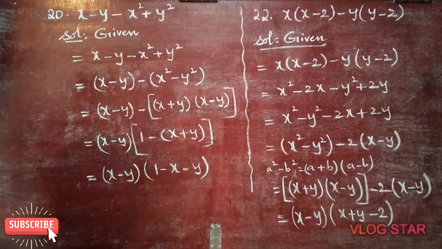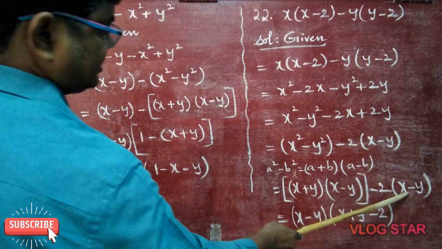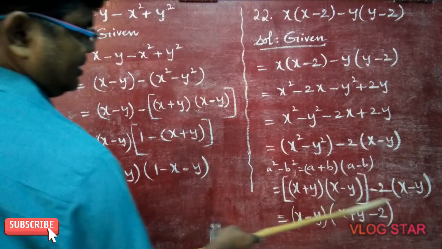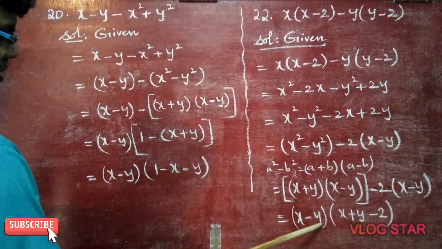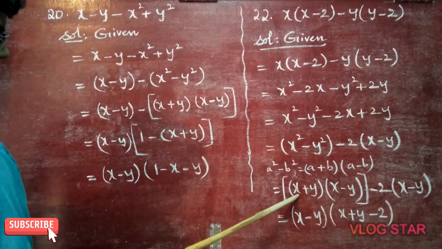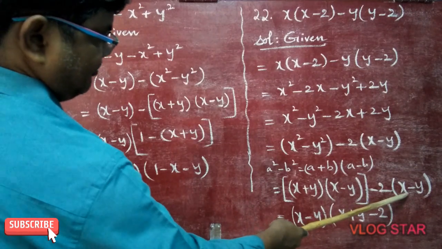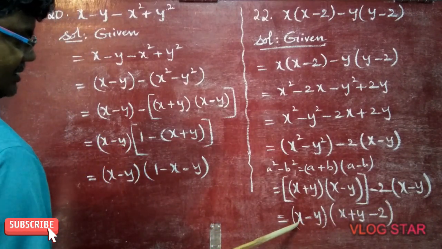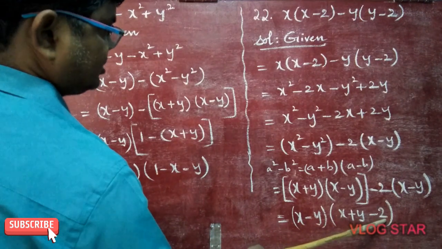Now (x plus y) into (x minus y) is the first term. Minus 2 into (x minus y) is the second term. In the first term x minus y is there, in the second term also x minus y is there. So I am taking x minus y as common. What is remaining in the first term is x plus y, and minus 2, because we already took x minus y common. So the answer is (x minus y) into (x plus y minus 2).